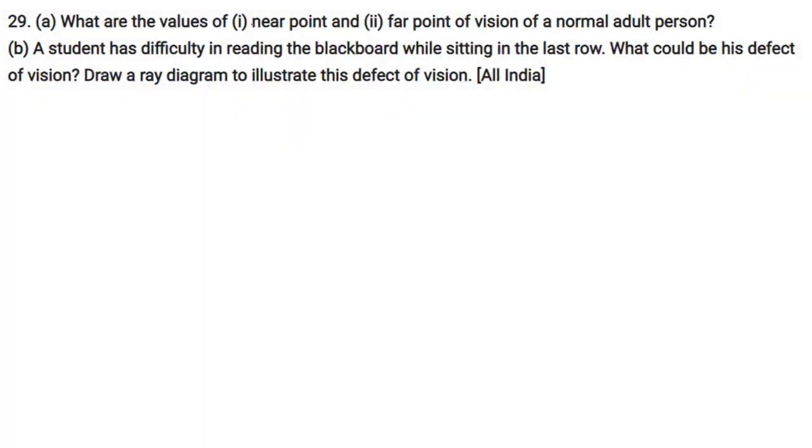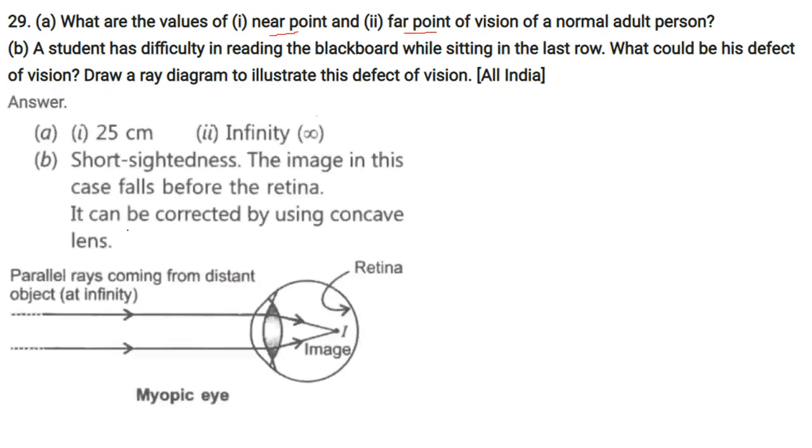What are the values of near point and far point vision of a normal adult person? So 25 centimeter is the value of near point, and infinity is the far point of vision of a normal adult person. Now a student has difficulty in reading the blackboard while sitting in the last row. What could be his defect in vision?